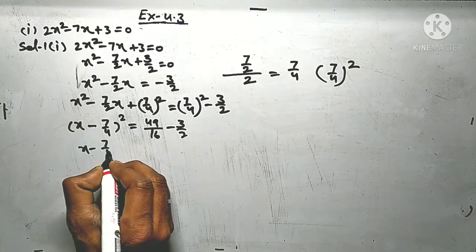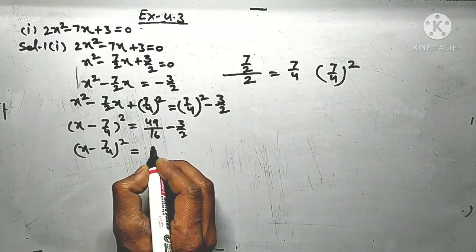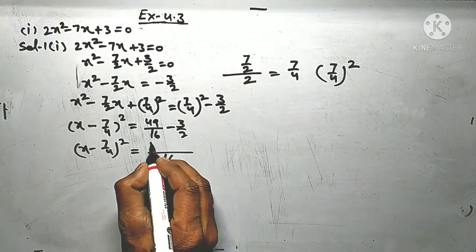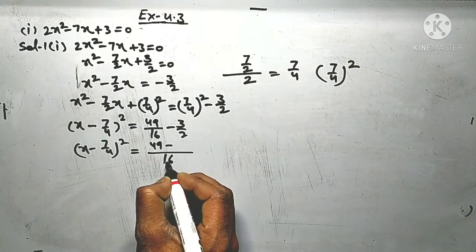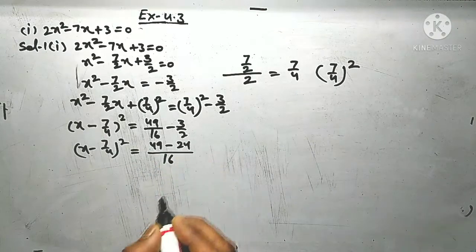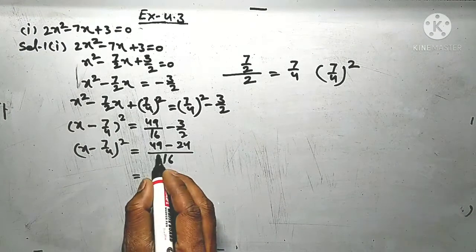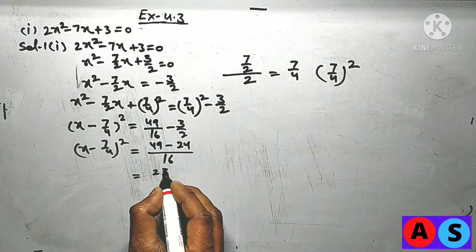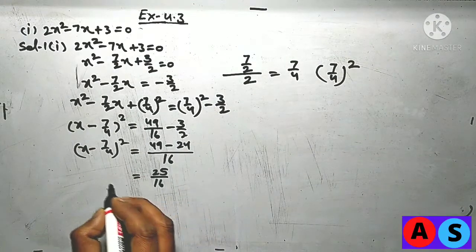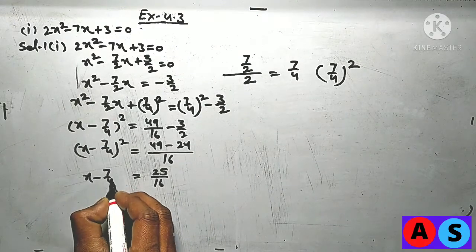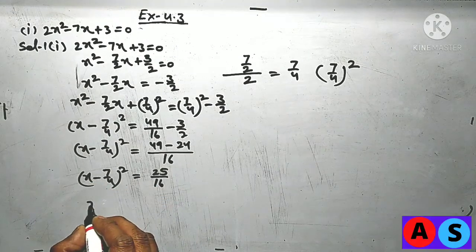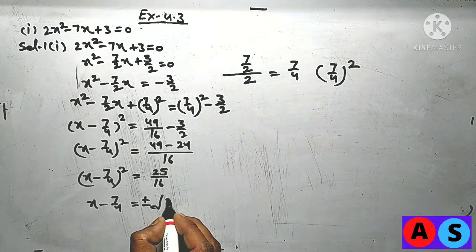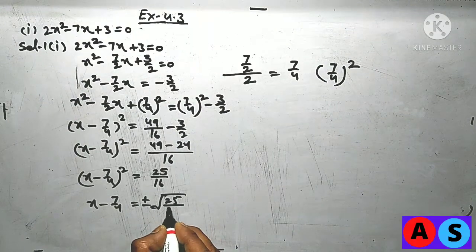(x minus 7 over 4) whole square is equal to, we take LCM as 16. So 49 minus 2 8s are 16, 8 3s are 24, is equal to, when we subtract 24 from 49 we get 25 over 16. Then (x minus 7 over 4) whole square. Then x minus 7 over 4 is equal to plus minus under root 25 over 16.